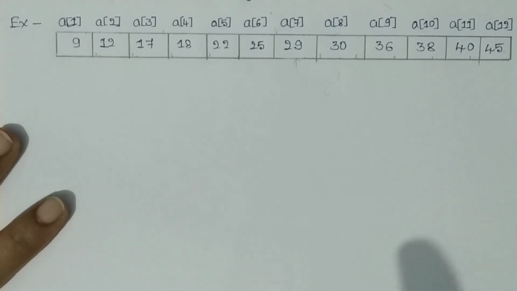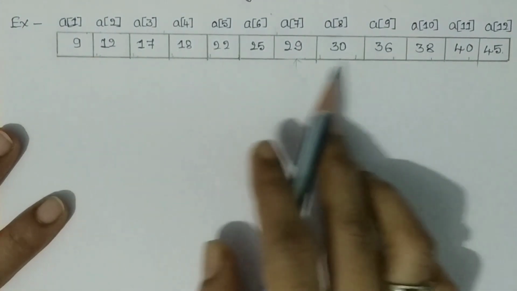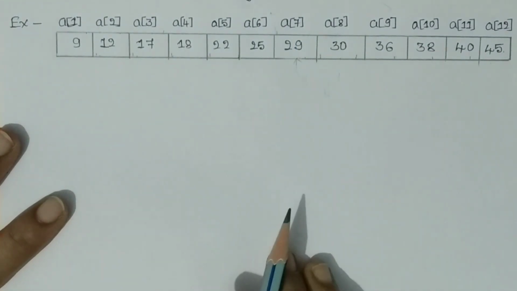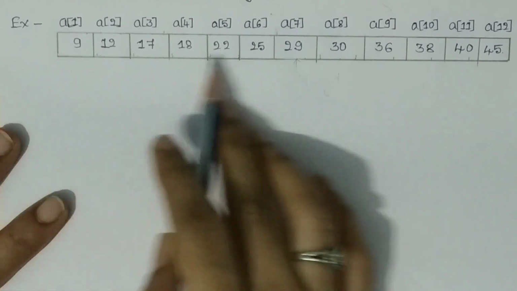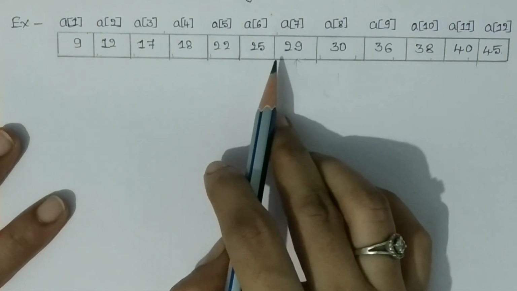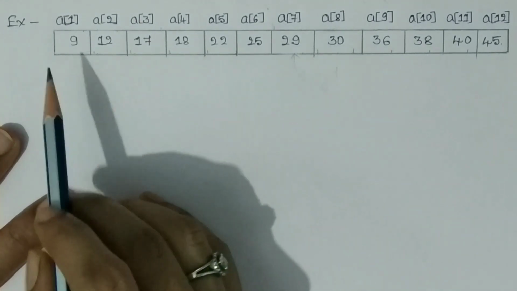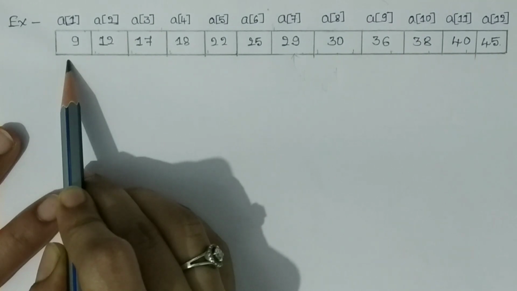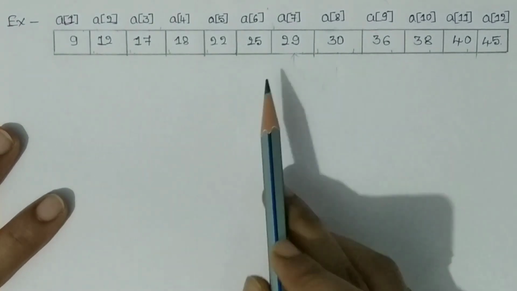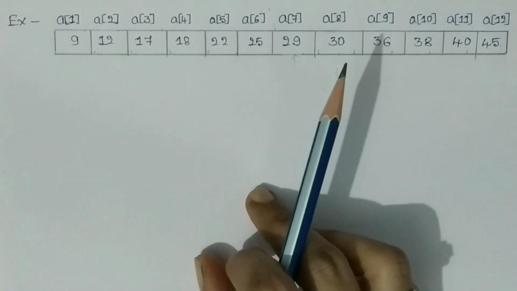For this process, first we have to find the middle value of the list. To find the middle value of the list, we need three variables. One is to identify the beginning of the list, one is to identify the end of the list, and one is to identify the mid of the list.